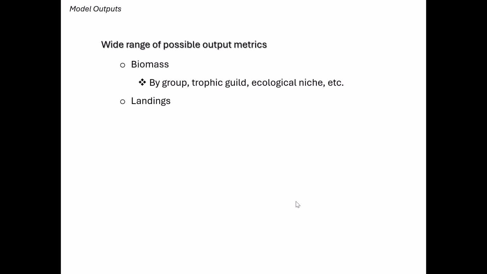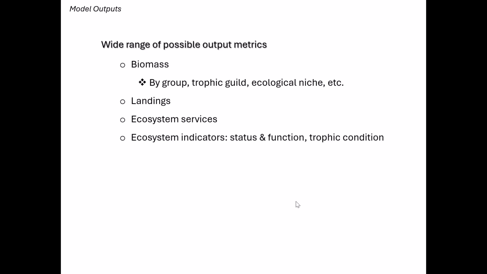Similarly, projected landings could be an interesting output to look at. Other ecosystem services. So these are other things that are important to people, things that would affect populations, things that affect our people, could be metrics of output, as are a huge variety of ecosystem indicators. Ecosystem indicators generally look at the status and function of the system. It might commonly be focused on trophic condition, and some of these types of indicators might be expressions of diversity. There's more than one way of looking at diversity in the system.